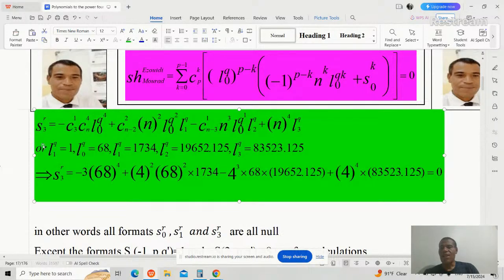Okay, we are told that S3 of order R equals negative combination 3 choose 1, meaning negative 3 times combination n choose 4, where n is 4. After that, you can simplify while calculating. Times L0 of the Q raised to the power 4, plus combination n minus 2 choose 2 n squared L0 of the Q squared times L1, minus combination n minus 3 choose 1 n cubed L0 of the Q raised to the power 1 times L2 of the Q. Plus, learners, when R equals 4, in the discriminant formula we obtain n raised to the power 4 times L3 of the Q. Okay, these are the coefficients.